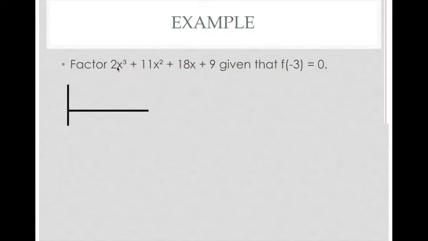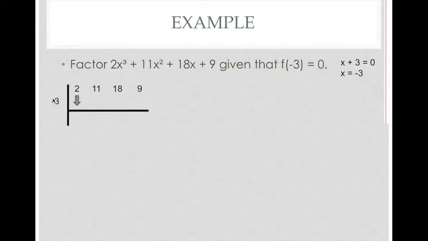Okay, factor 2x to the third plus 11x squared plus 18x plus 9, given that f of -3 equals 0. This is the same as x plus 3 equals 0, so x equals -3, and x plus 3 is a factor. So -3 is going to go on the outside. And then we need to make sure that we put each one of our coefficients on the inside. So 2, 11, 18, and 9.